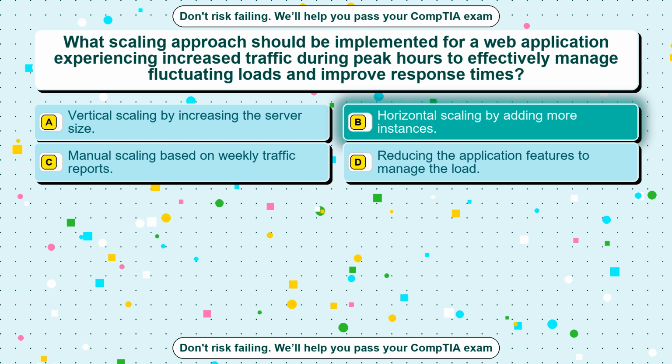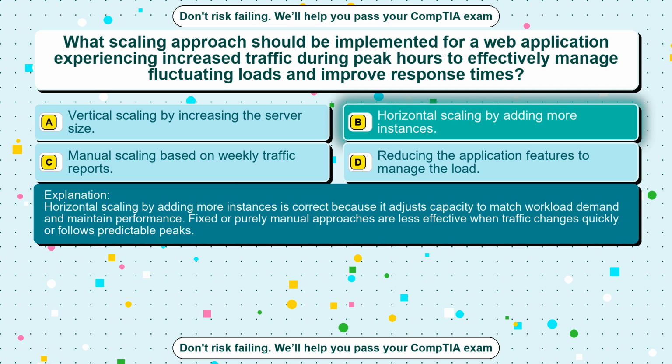Horizontal scaling by adding more instances. Horizontal scaling by adding more instances is correct because it adjusts capacity to match workload demand and maintain performance. Fixed or purely manual approaches are less effective when traffic changes quickly or follows predictable peaks.